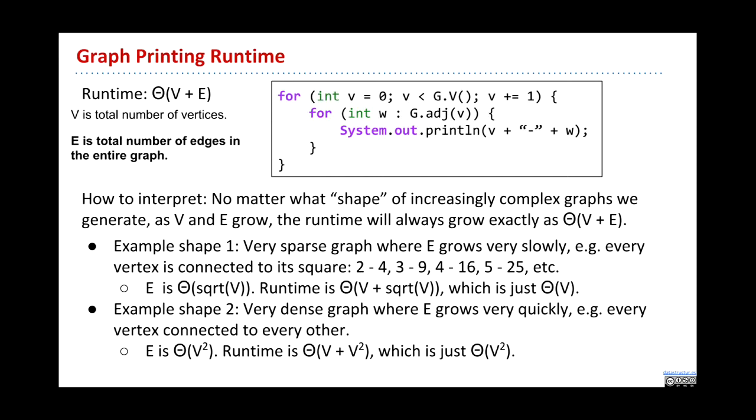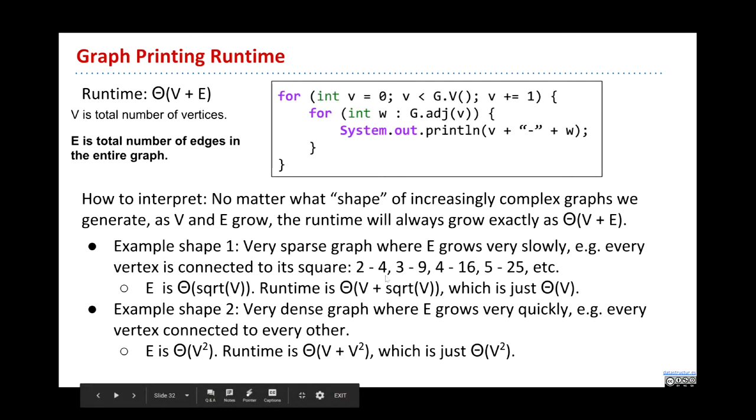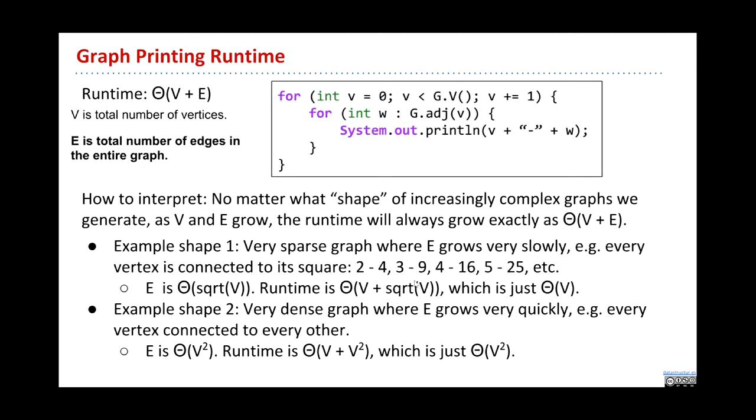Let's say we're building increasingly large graphs, and every vertex is simply connected to its square. So 2 is connected to 4, 3 is connected to 9, 4 is connected to 16, 5 is connected to 25, and so forth. You can show, but I will not, that the number of edges in such a graph, because of the bizarre mathematical construction that I just made up, will be theta square root V. So the overall runtime will be the time needed to create all those iterators, plus the time needed to print out all those edges. V plus square root V: in this case, V is bigger, so we can simplify it as theta V.